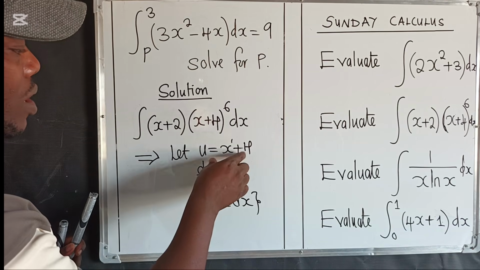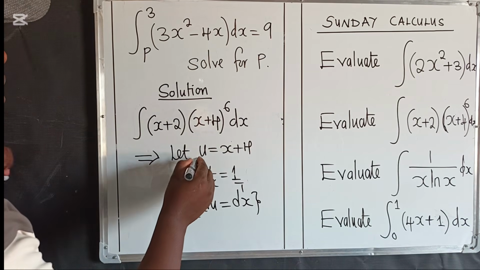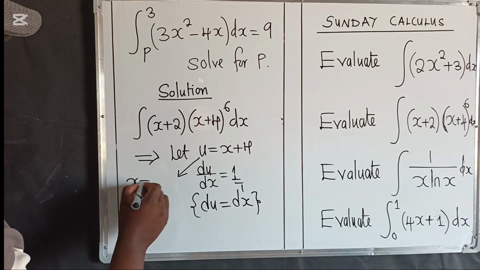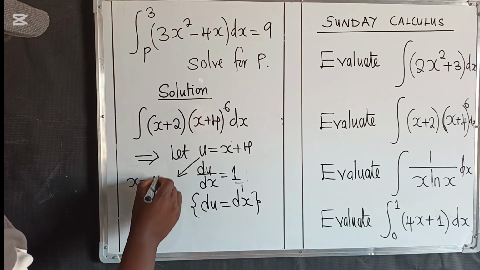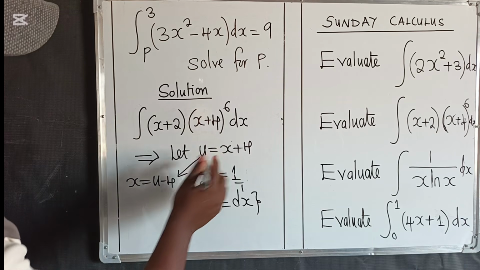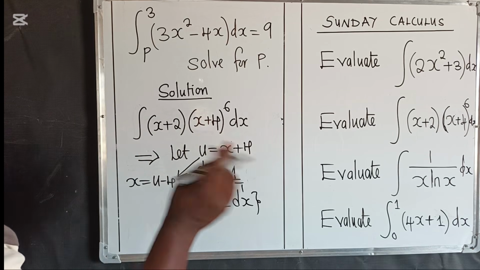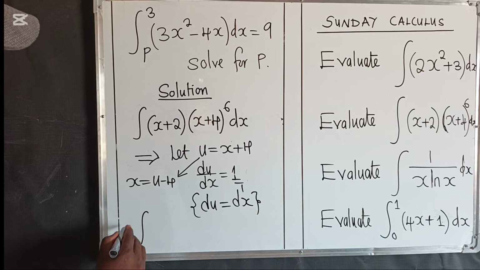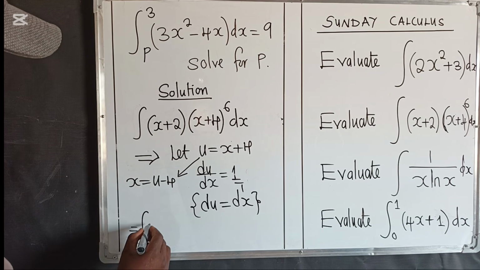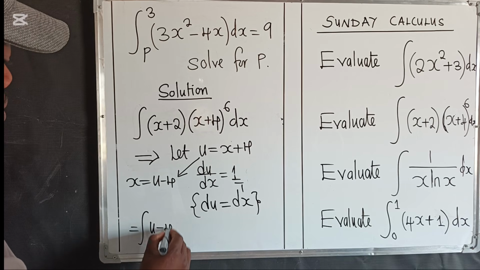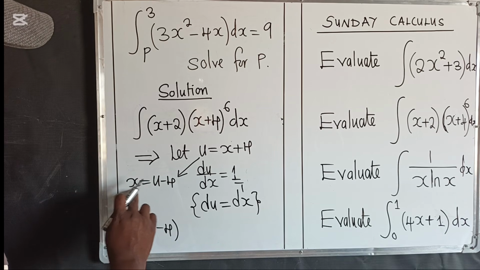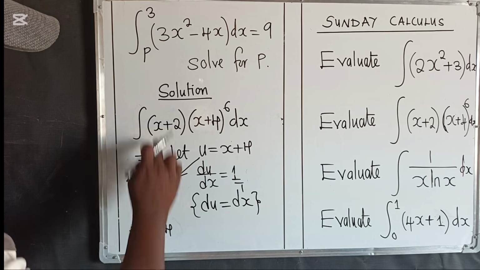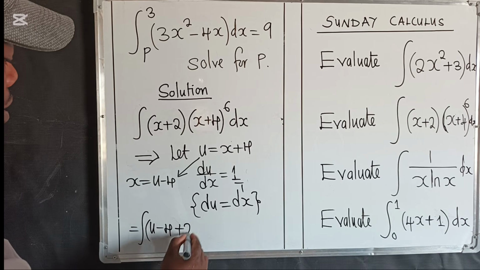After getting this, we get back to this part and make x the subject. So x is equal to u minus 4. This 4 has come this side as a minus 4. And we can now substitute. We're going to have the integral of u minus 4, because we know x is equal to u minus 4. So where there is x here, we write u minus 4 and then plus 2.